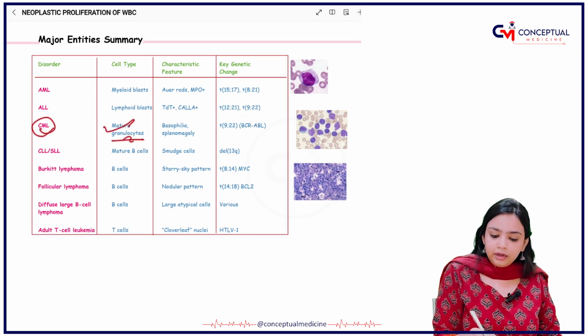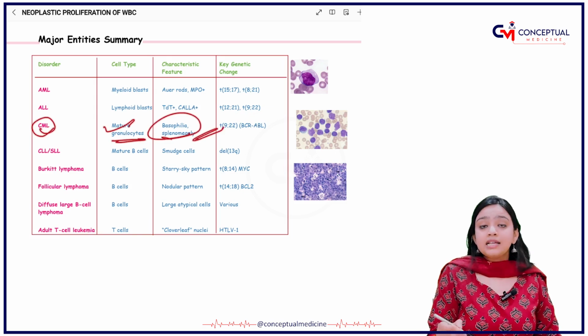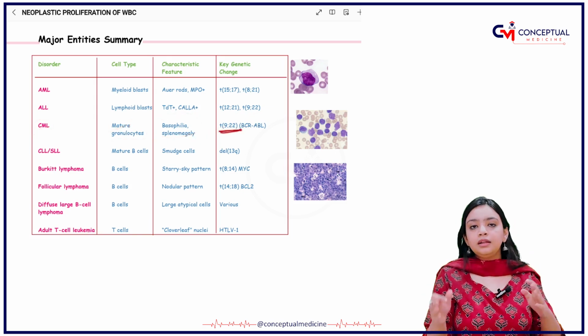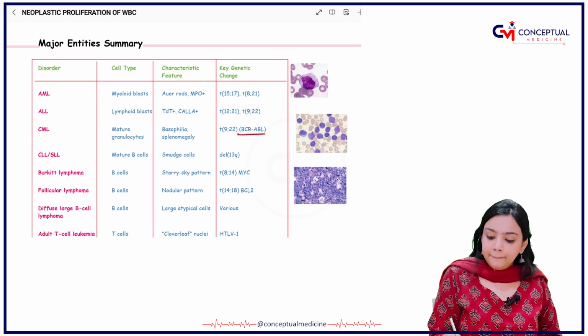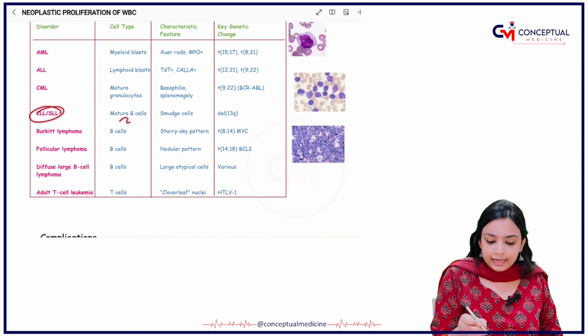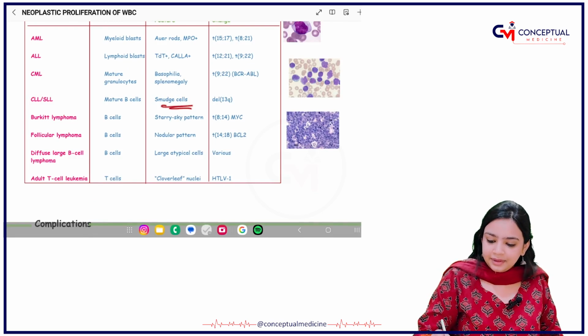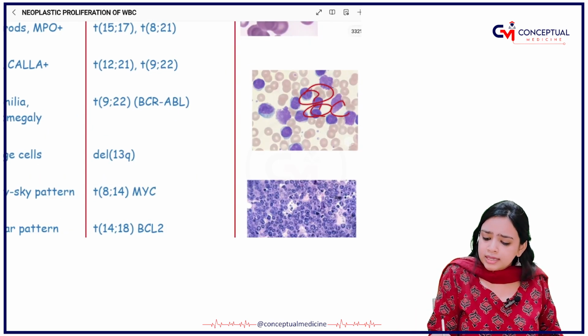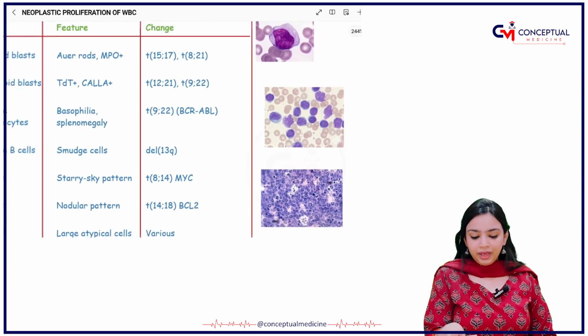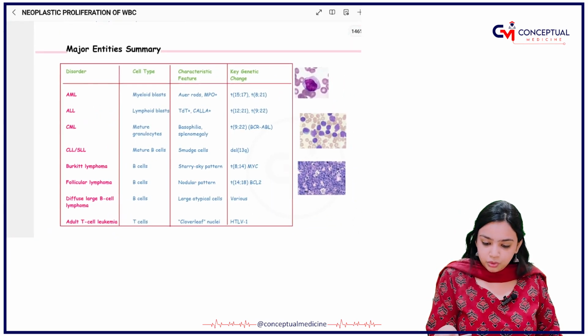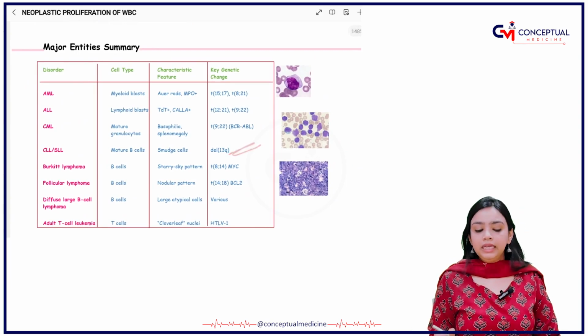CML, mature granulocytes, there will be basophilia and splenomegaly. t(9;22) and BCR-ABL. In CLL/SLL, there will be mature B cells and smudge cells. See this figure. You are able to see that all the cells are properly placed, plus this cell is smudged. Okay, so it is a smudge cell. It is due to the deletion of 13q.